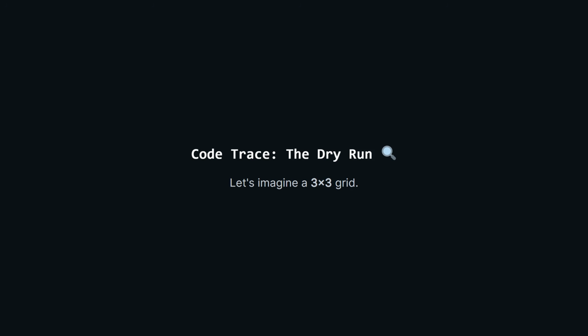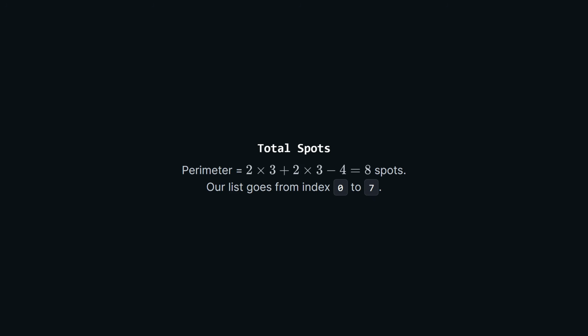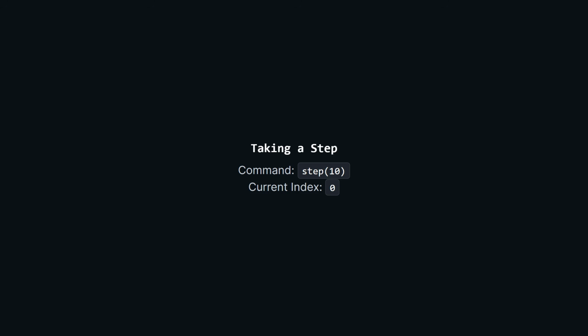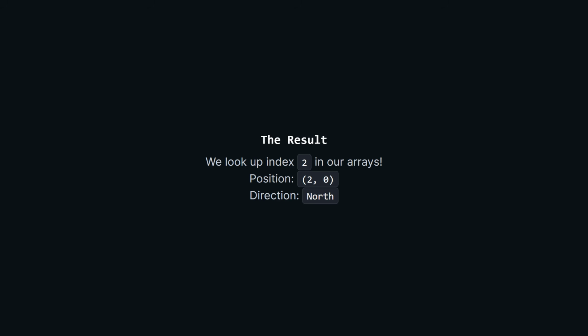Let's do a quick dry run to see this in action. Imagine a 3 by 3 grid. If we map out the perimeter, there are exactly 8 spots total, so our pre-computed lists will have indices from 0 to 7. Let's say the command is to step 10 times. We start at index 0. We add 10 to 0 and divide by 8 to get the remainder. 10 modulo 8 leaves us at a new index of 2. Now we just look at index 2 in our lists. Without looping 10 times, we instantly know the robot is sitting at coordinate 2, 0, facing north.